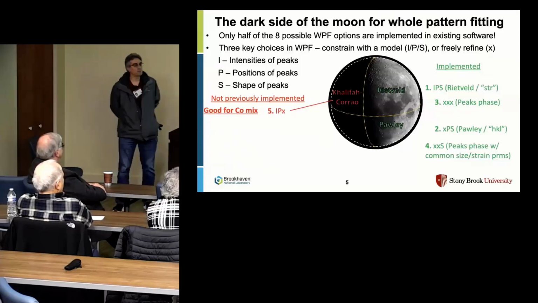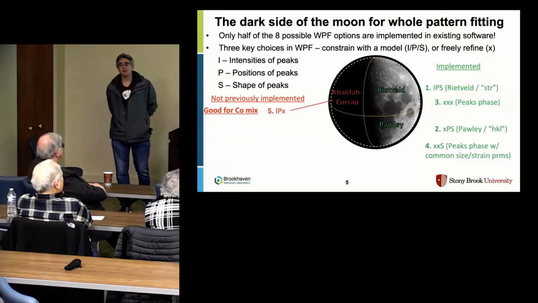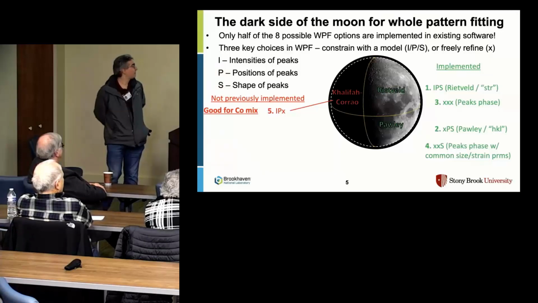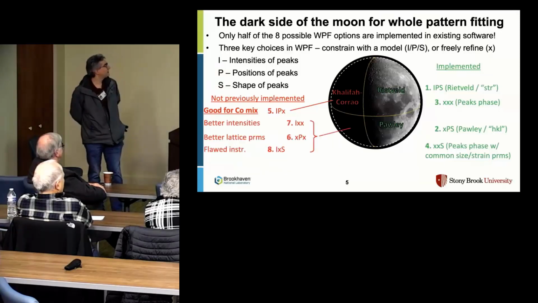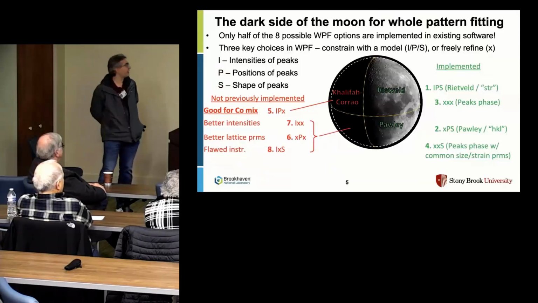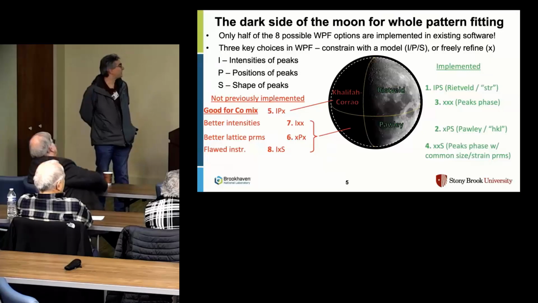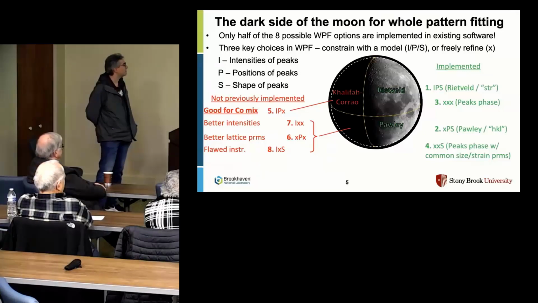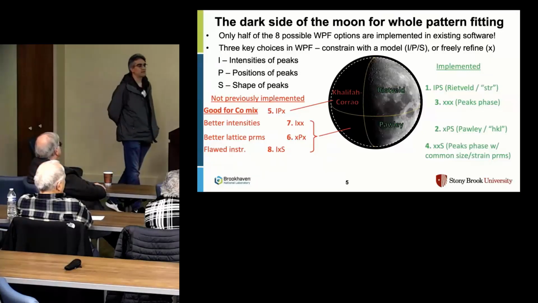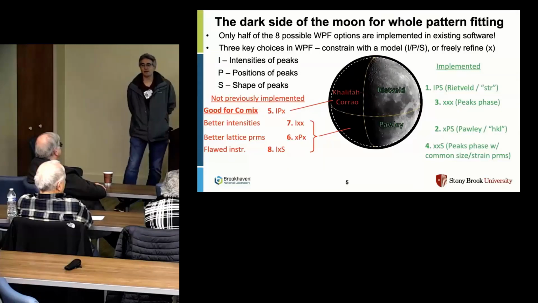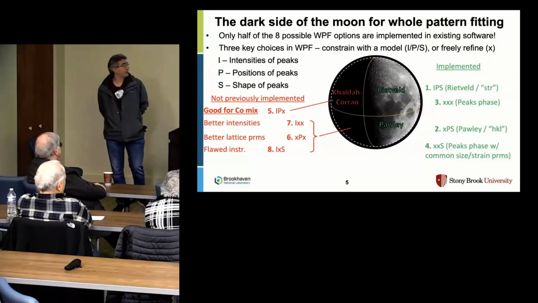But what we did is we wanted to go after this IPX. Again, keep the intensity model, keep the position model, but freely refine shapes. And there are some variants of this that we've been figuring out how to do also. IIX, you could do a better job of refining the intensities if you freely vary the position and shape. XPX would give you really good lattice parameters, and if your instrument is flawed, IXS allows you to sort of freely refine the instrumental error, which is probably a good thing to do if you're working with really old data.